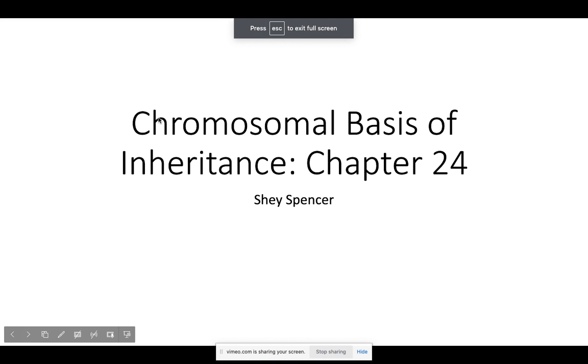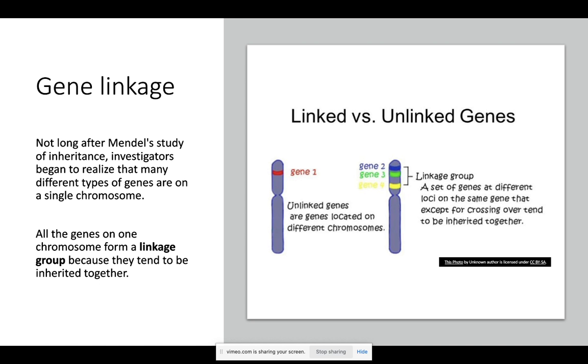This is chromosomal basis of inheritance, chapter 24. So we first need to start talking about genetic linkages, and genetic linkage is just the way a group of genes is inherited. All the genes on one chromosome form a linkage group because they tend to be inherited together. As you can see over on the right-hand side of the screen, I have an example listed.